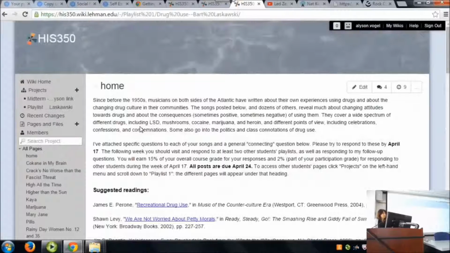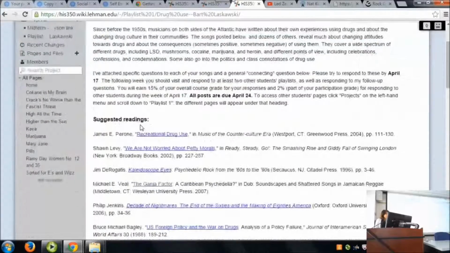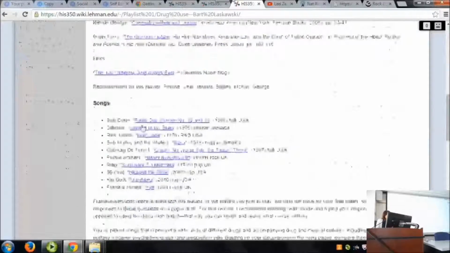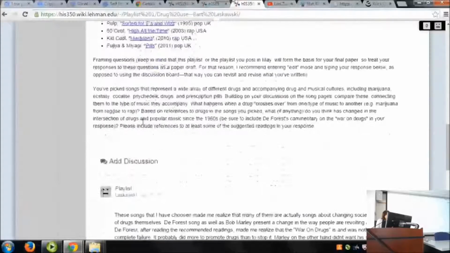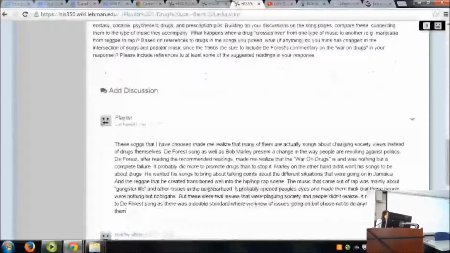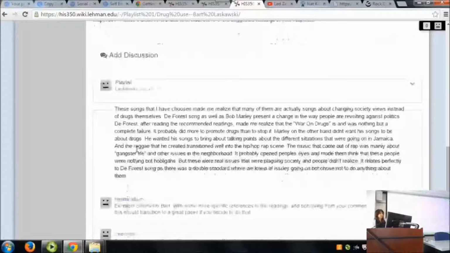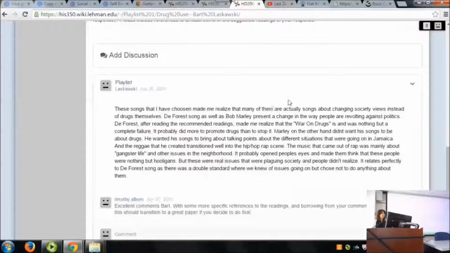Now this particular group, I think, chose drug use. So, again, these are the readings for it, the songs that went with it, and then he asked framing questions. So the student writes, the songs that I have chosen made me realize that many of them are actually songs about changing society's views instead of drugs themselves. And many of them in the drugs group did figure that out. They realized that it was societal change rather than the drugs, which is something huge in terms of their own understanding of history and how it's portrayed and what we believe.